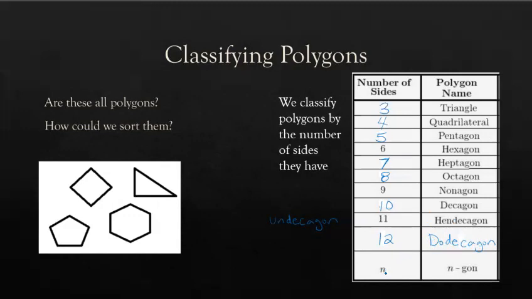And then usually past that, there are some times you can find a name for a certain sided figure, but generally past 12, we just use an n-gon if it's n number of sides. So if it's a 25-sided figure, we would call it a 25-gon.